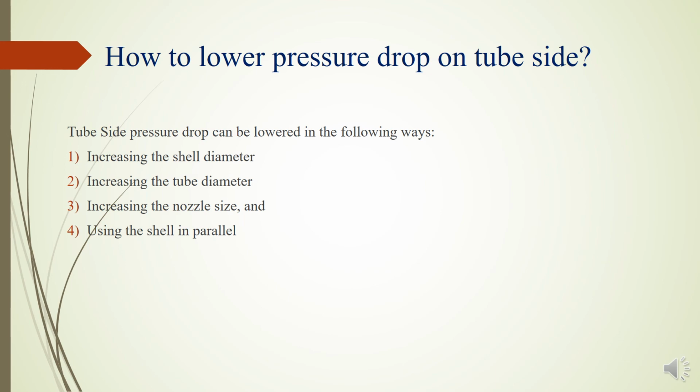Third is increasing the nozzle size. If nozzles are too small in diameter, their diameter can be increased reasonably to lower the pressure drop. And fourth, using the shells in parallel. Multiple shells can be used in parallel so that tube side flow is split and flow velocity is reduced. Consequently, pressure drop is reduced. However, it increases the cost.